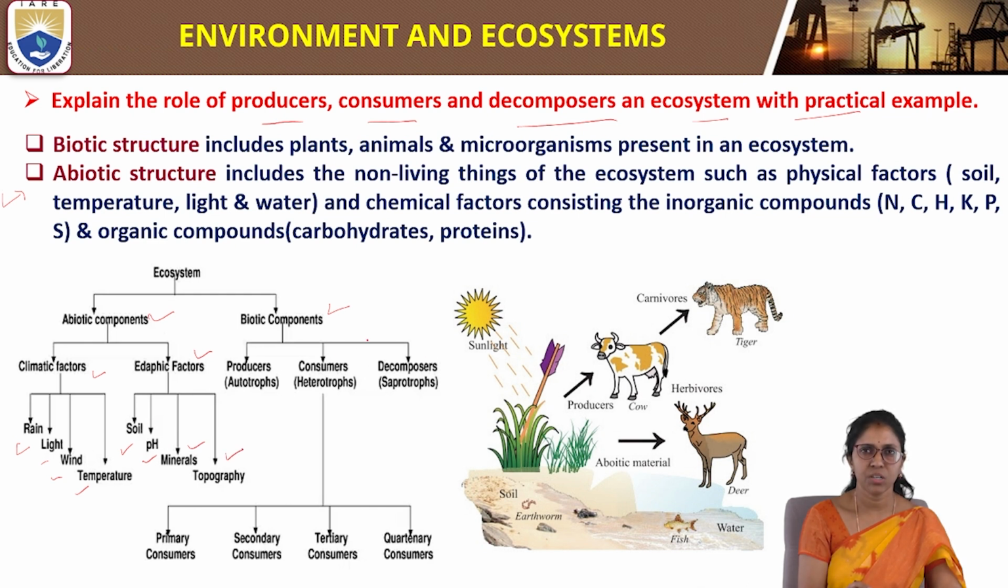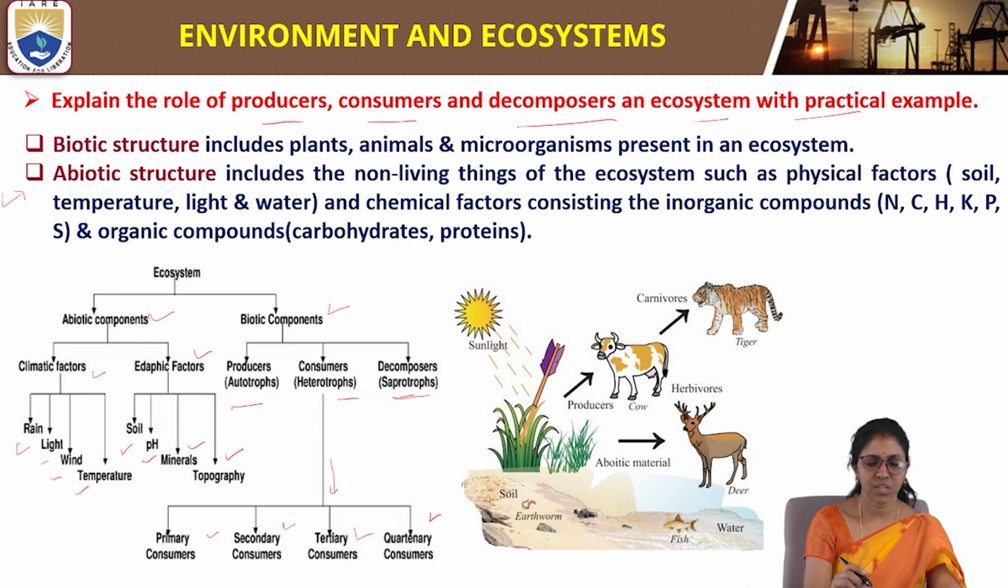If we see the biotic component classification, we have three types: producers, consumers and decomposers. Producers are also called autotrophs, consumers are also called heterotrophs, and decomposers are also called saprotrophs. Consumers are classified into primary consumers, secondary consumers, tertiary consumers and quaternary consumers. So an ecosystem is divided into abiotic components as well as biotic components.